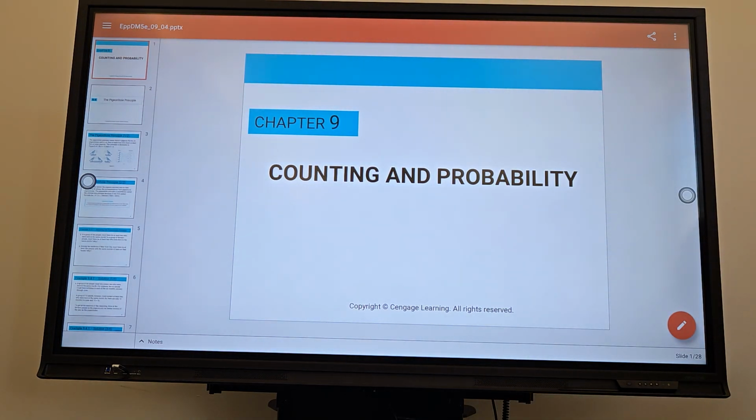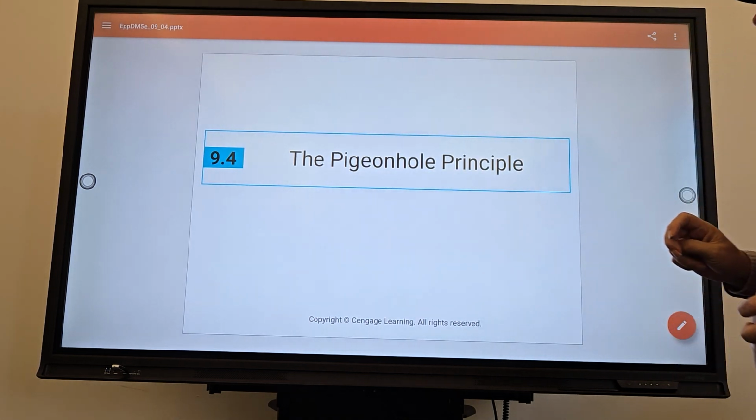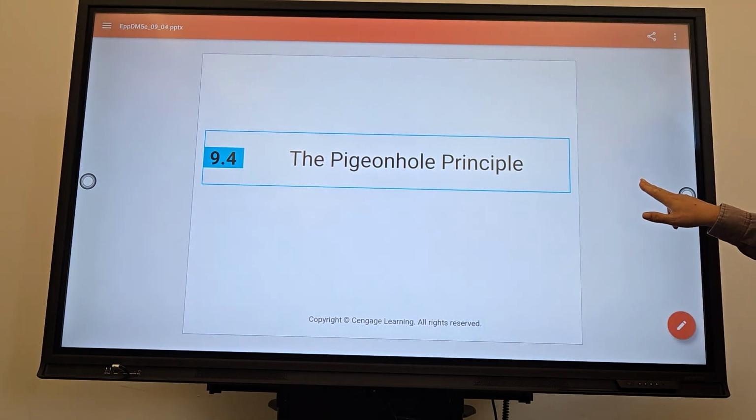I said at the beginning of the semester that a lot of the material in this class is common sense, just formalized mathematically. This section definitely falls into that category. It is the pigeonhole principle.